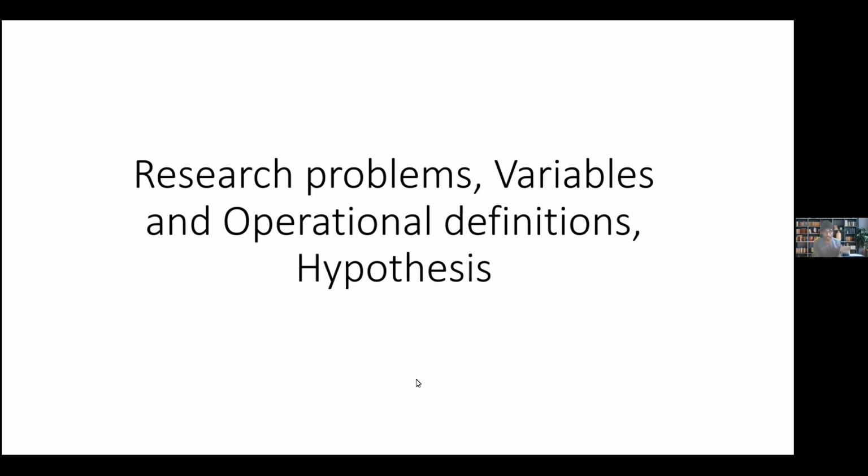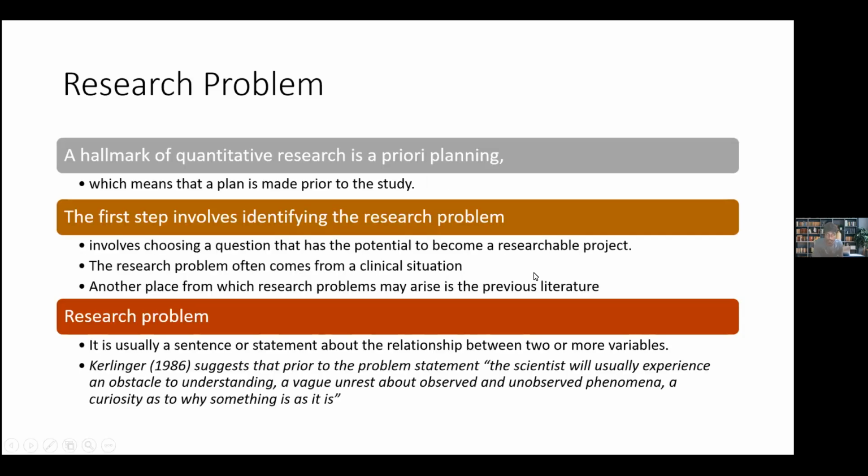So moving on to this topic, we're going to talk about problems, variables, and operational definition of the problems, and about how to test them. That is the hypothesis part. So yeah, starting with the research problem. It is the hallmark of any quantitative research. Even before a qualitative research, you need to identify what you're going to study. That is where the research problem comes in. The first step in any research is identifying the research problem.